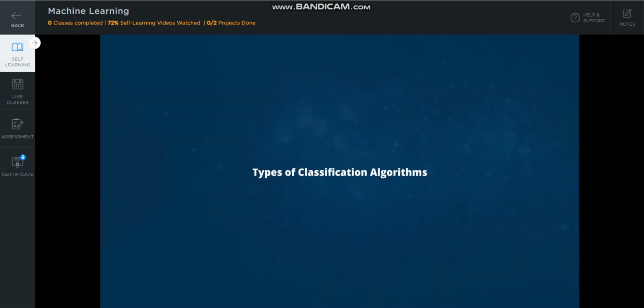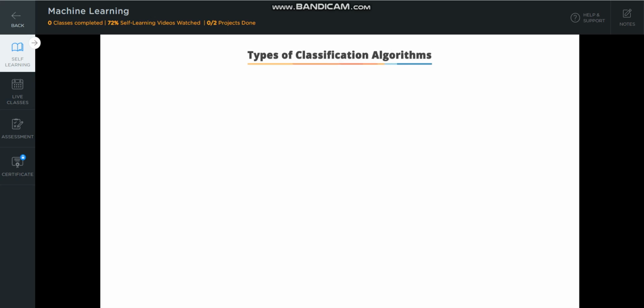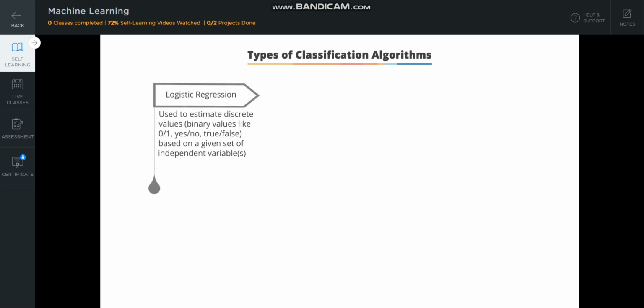Types of classification algorithms. So let's look at an overview of different types of classification algorithms. These algorithms will be covered in more detail in upcoming lessons. Logistic regression. It is used to estimate discrete values, for example, binary values like 0 or 1, yes or no, and true or false, based on the given set of independent variables.